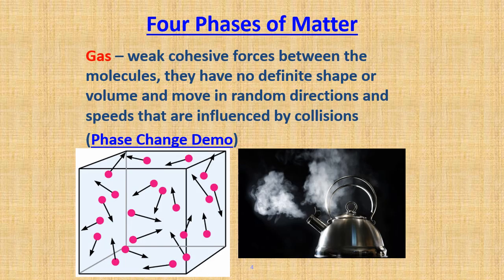Gas is different. When the temperature is high and pressure is low, in this phase there are weak cohesive forces between molecules, or rather the kinetic energy, the motion, overwhelms the attractive force, so they separate into the space around them. They have no definite shape or volume, and they move in random directions, and their speeds are influenced by their collisions. So that's the picture you have.